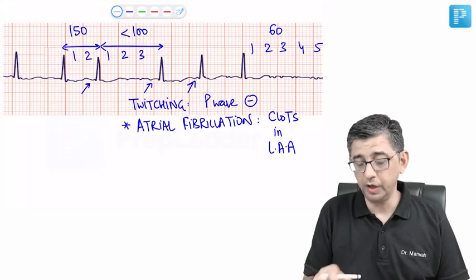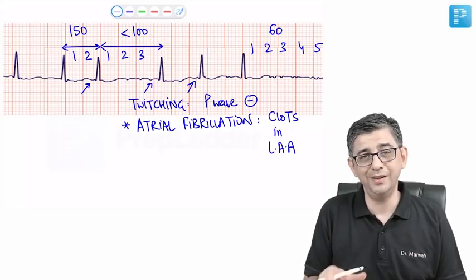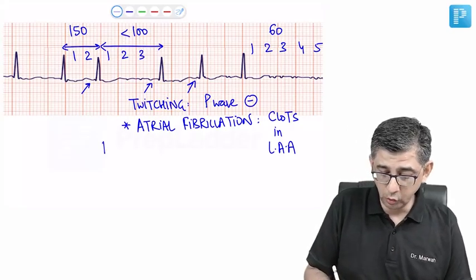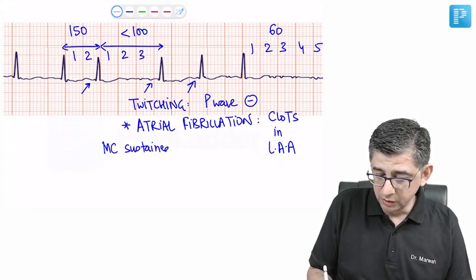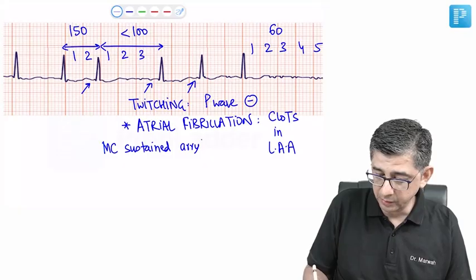So this is one of the very common arrhythmias that we get in the exam. In fact, atrial fibrillation is overall the most common sustained arrhythmia. MCQ wise, this is the most common sustained arrhythmia.